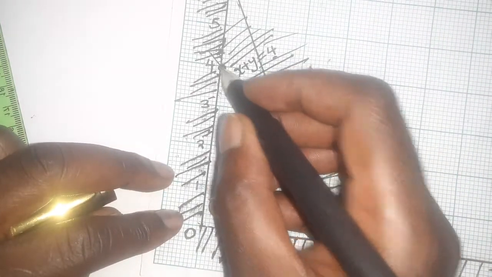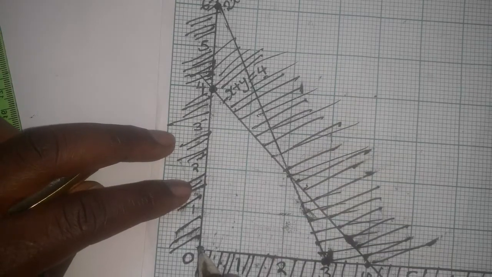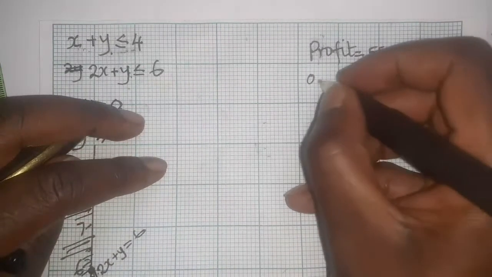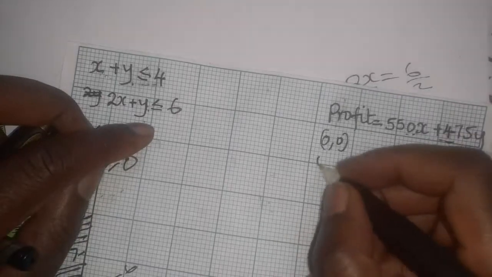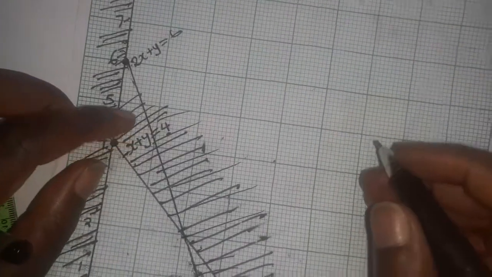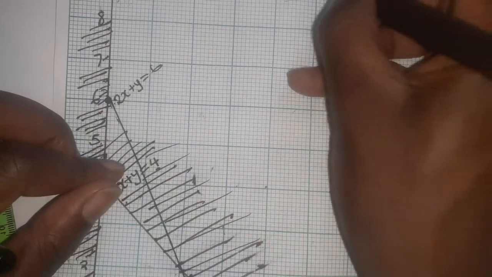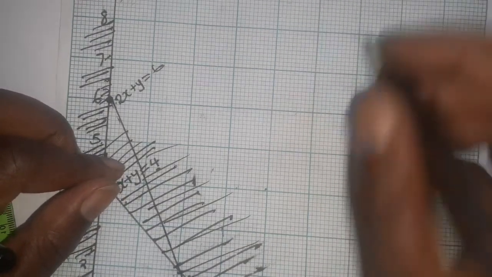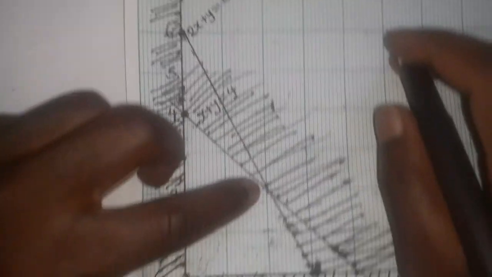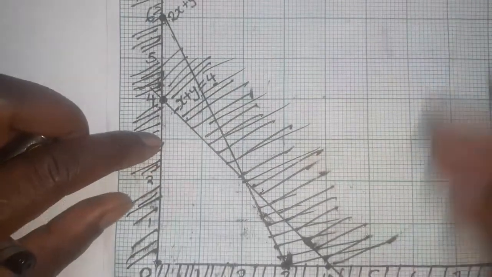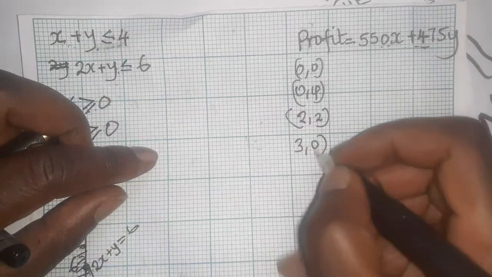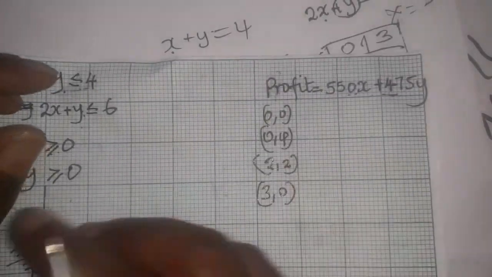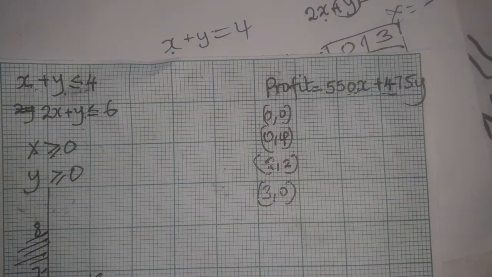which are this one. What are the coordinates here? We can start with this one here, which is 0,0. Then we have this one, which is 0,4. Then we come to this one, which is 2,2. This point here is 2,2. Then the last one, which is this one here, is 3,0.